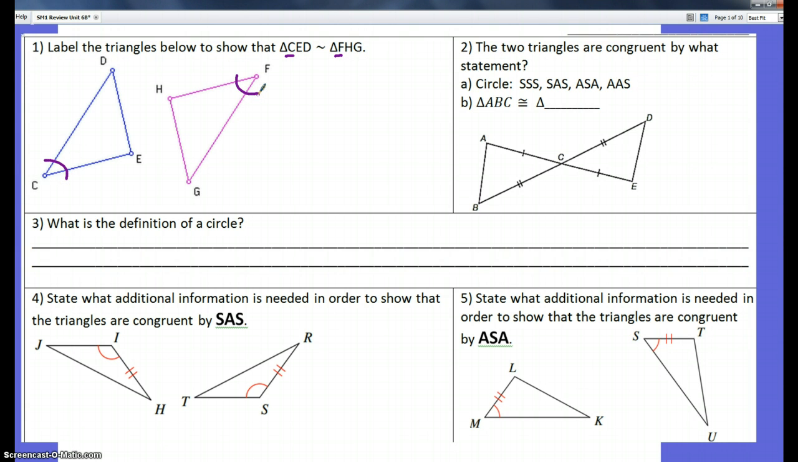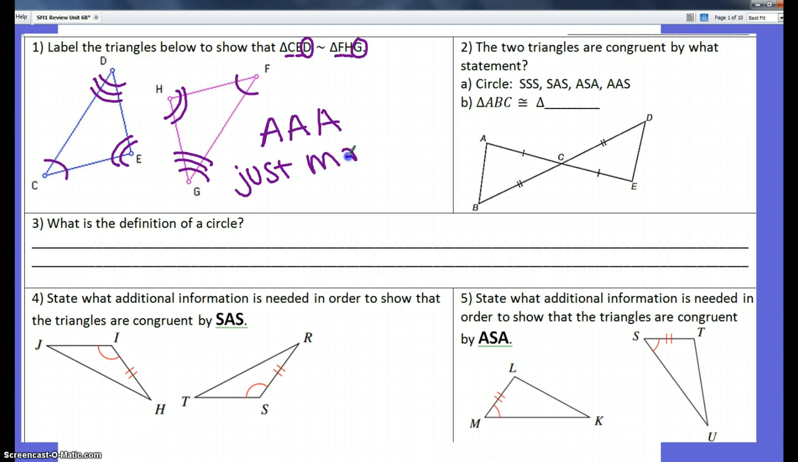The markings that you use don't have to be the same as the markings I use. E matches with H. But you do want to use different markings from C to E to show that they may not be the same measurement. And D with G. Here we have shown all angles match, because when they're similar, all angles match. But if you just marked two angles, that also implies similar. So either one of those is fine.